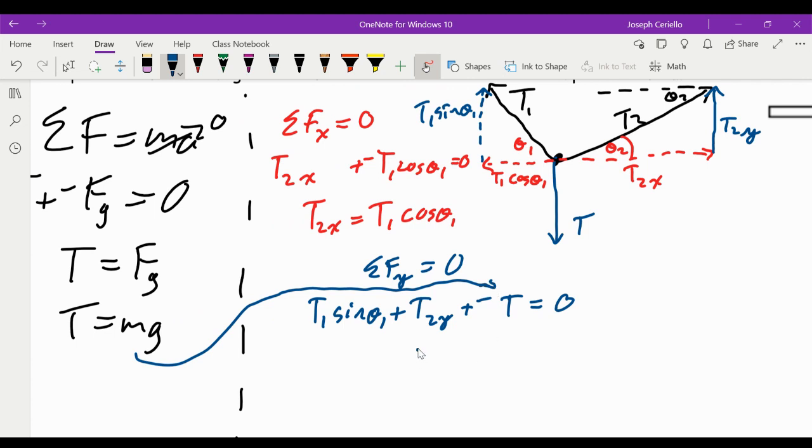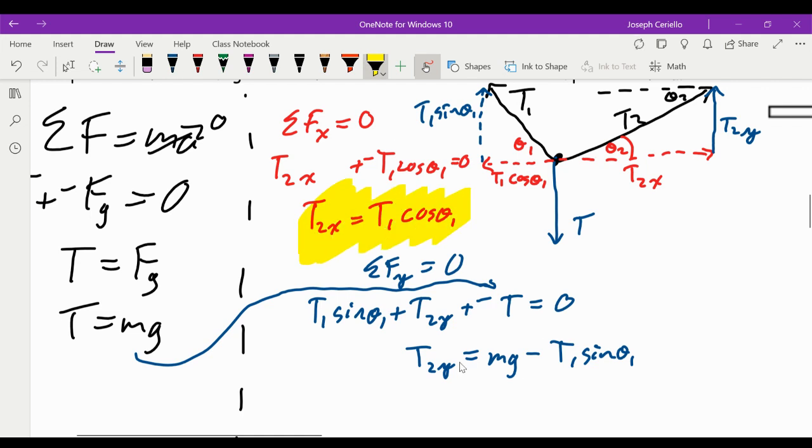So I'm going to make one big step right now. Try to do this step on your own. T2y is equal to mg minus T1 sine theta 1. And that would be our answer. This was a multiple choice question. One thing about multiple choice questions is that sometimes once you get one of them, you don't even need to find what the other one was. You can use process of elimination.